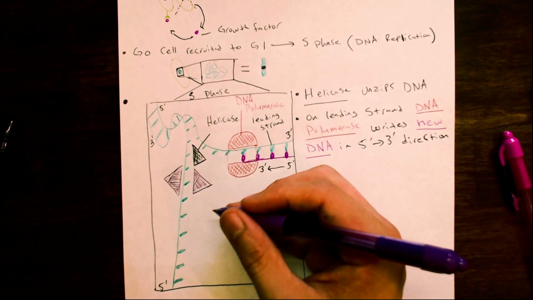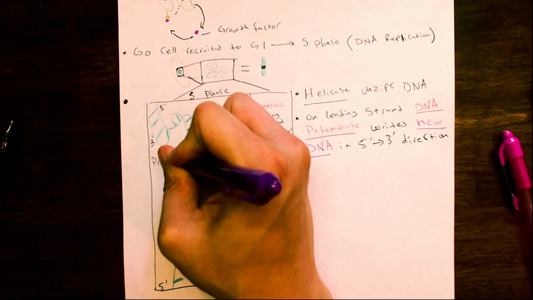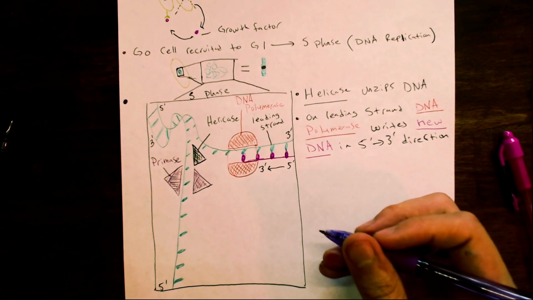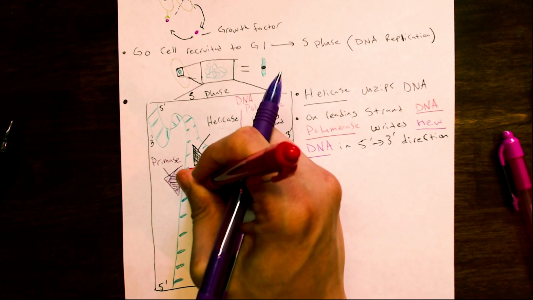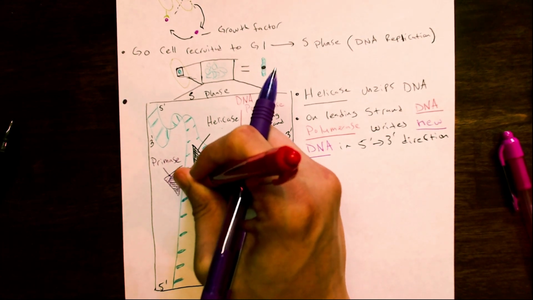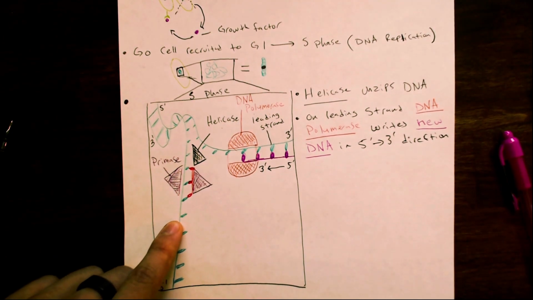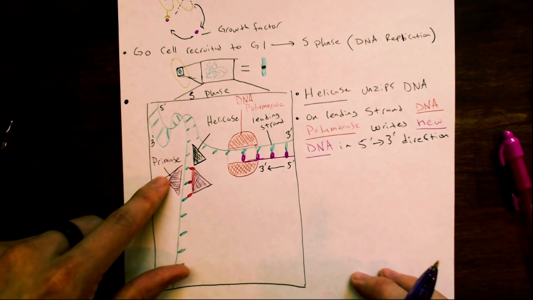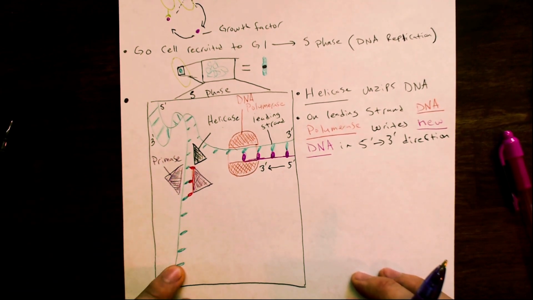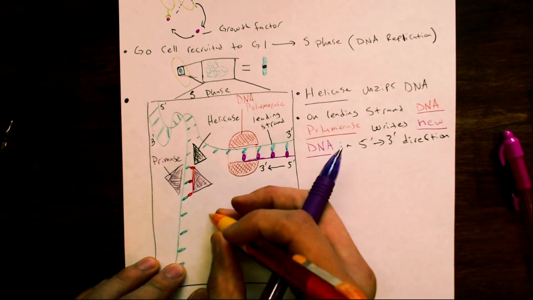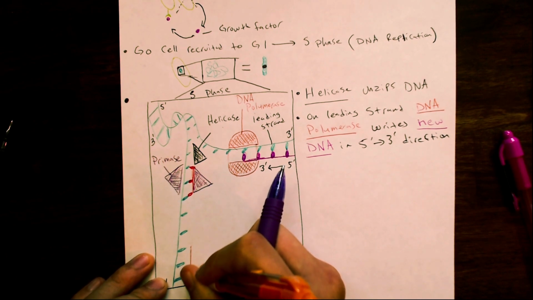Okay, I'll label this as primase. What that's doing is it creates an RNA primer, a little RNA primer right here. And then from that primer, your DNA polymerase can start to build from it. So I'm going to draw that here. I'll just draw a DNA polymerase down here.